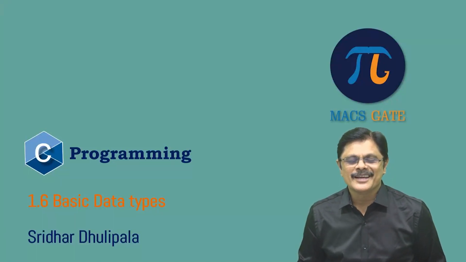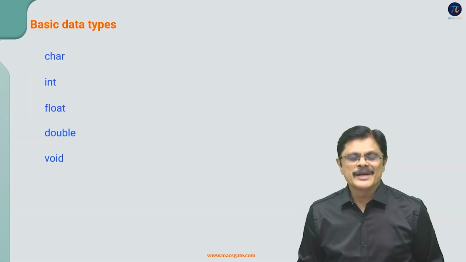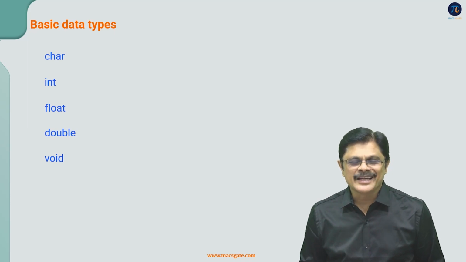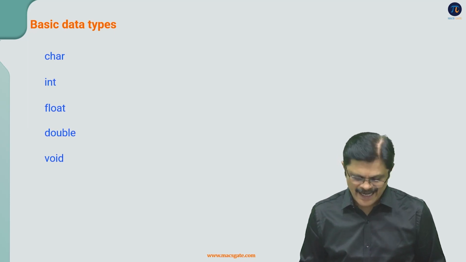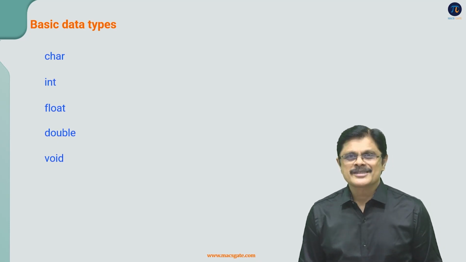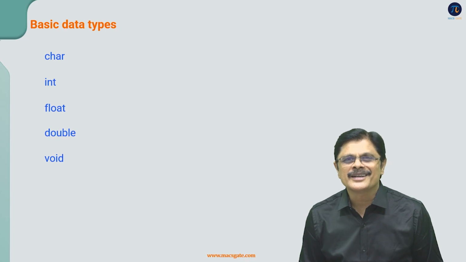Welcome back. In this session, we'll discuss the basic data types in C language. The basic or fundamental data types in C language are char, int, float, double and void. We'll discuss void later. First, let us talk about the first four fundamental data types.